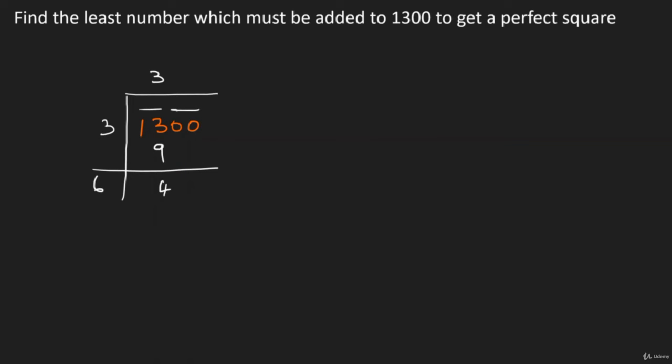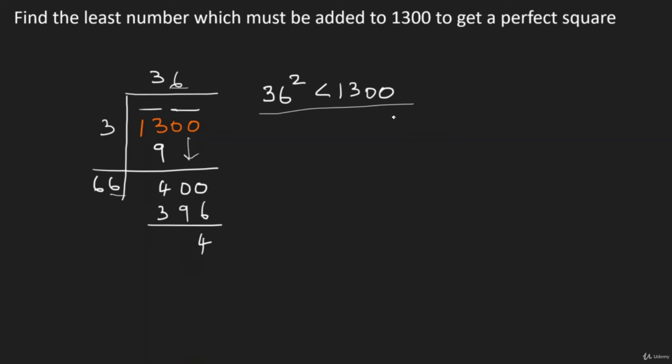Now over here I can take down the two zeros, right? So this becomes 400. Now I have to decide what to fill over here and here such that I can get as close to 400 as possible. So let me fill it by 6, because 66 into 6 gives me 396. Gives me a remainder of 4 over here. Now I can see that 36 square over here is less than 1300. So I need to get to the next higher perfect square, right?